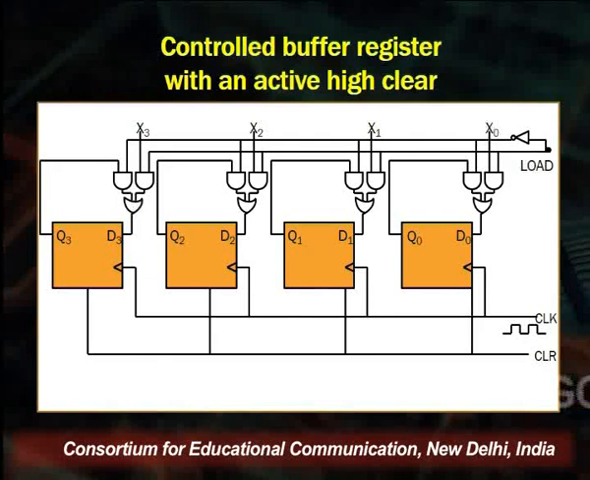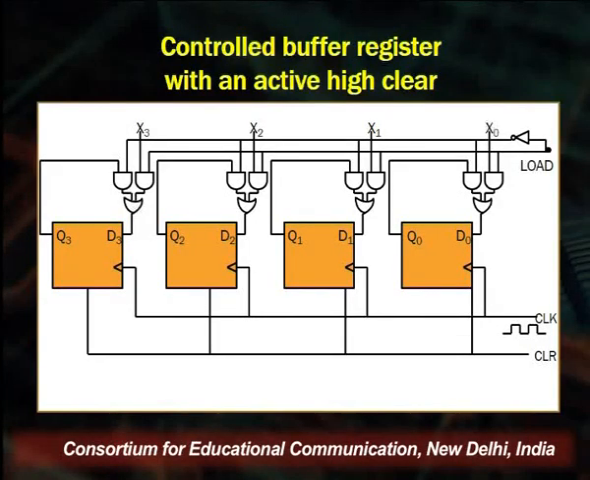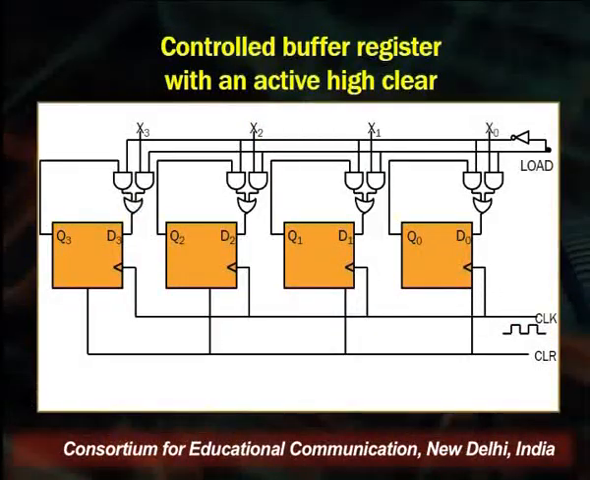We have a clear signal here. We also have the clock here, which is fed simultaneously to all the D flip-flops. We also have a signal called load. As you can see, the load signal is fed to one of the AND gates, that is on the right, and its complement is fed to the other AND gate, which is on the left. So with this configuration, it is clear that only one AND gate will work at a given point of time and the other AND gate will be inhibited, because we know that an AND gate gives a high output if and only if all of its inputs are high.